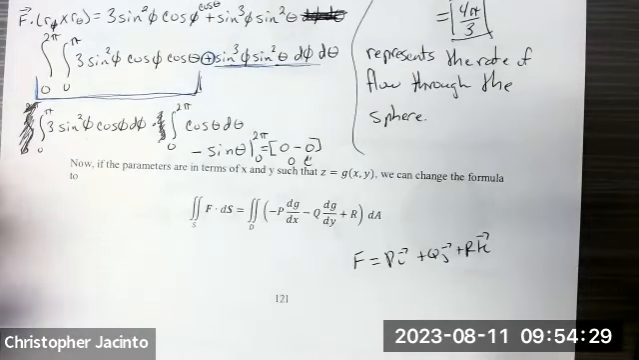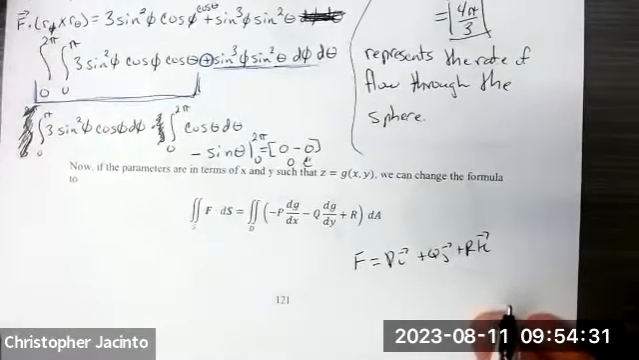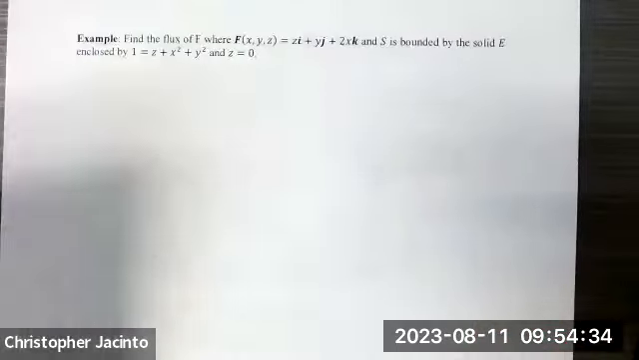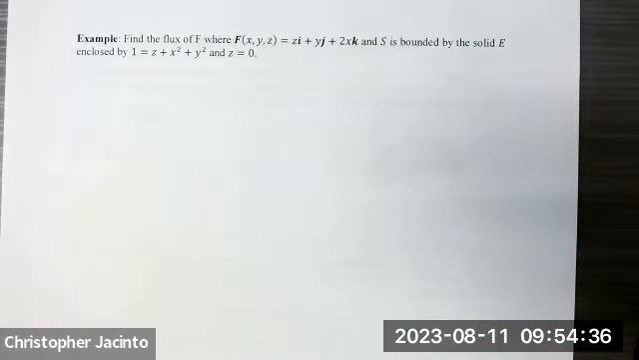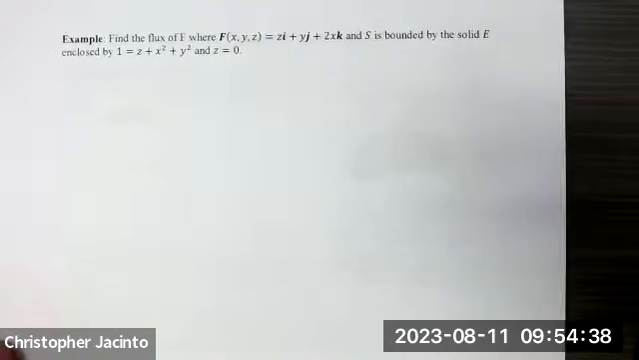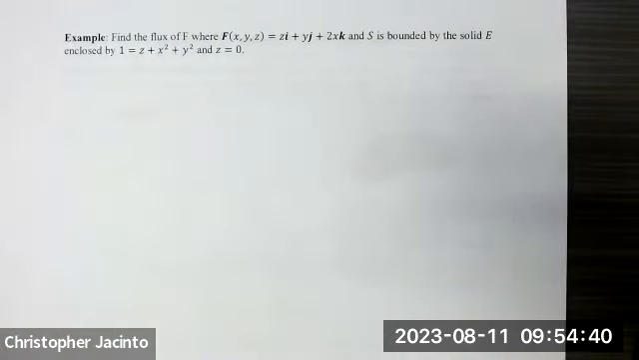All right. What if everything's in terms of that now? So let's try. Find the flux of f, where our vector field is in terms of z, y, and oh, look at that, the same one. Let's find out what's easier to use, right?